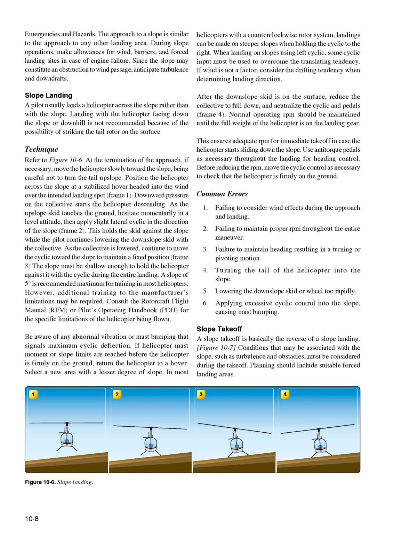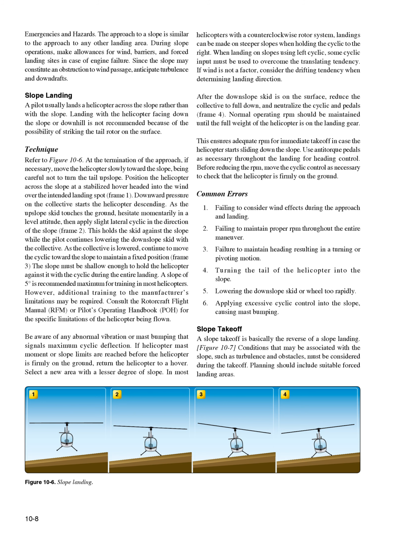Common errors: 1. Failing to consider wind effects during the approach and landing. 2. Failing to maintain proper RPM throughout the entire maneuver. 3. Failure to maintain heading resulting in a turning or pivoting motion. 4. Turning the tail of the helicopter into the slope. 5. Lowering the downslope skid or wheel too rapidly. 6. Applying excessive cyclic control into the slope, causing mast bumping.